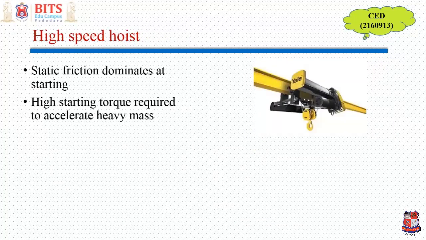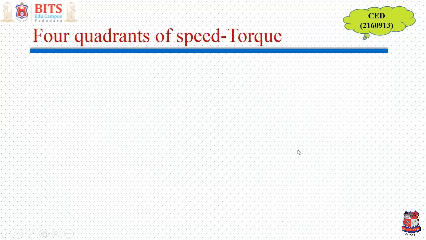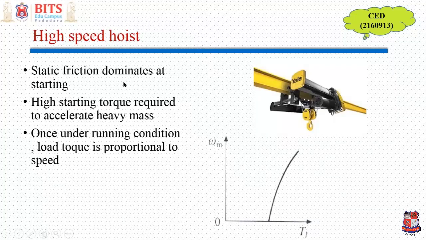This is a high-speed hoist where static friction dominates, high starting torque required to accelerate heavy mass. Once under running condition, load torque is proportional to speed, right? So high-speed hoist is there and it is having a huge weight to lift. So here starting torque required is more, and then as the speed increases, torque also increases, right? So that's all about the types of load torque and the classification based on the application also.